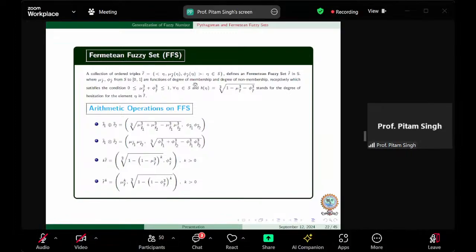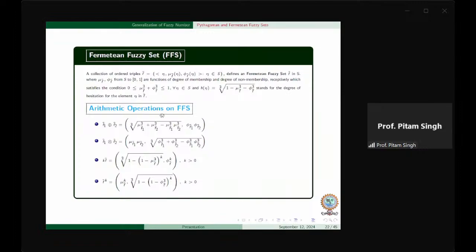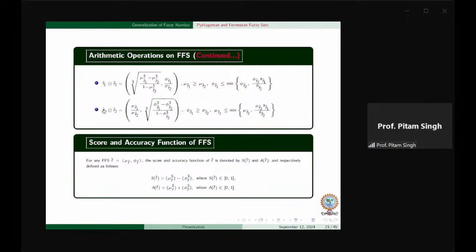Here is the membership degree, non-membership degree, and we can find the hesitancy here. So membership, non-membership, and hesitancy. And through this, we have arithmetic operations on Fermatean fuzzy sets. It is simple, like this, on membership and non-membership, for any arguments of this, and subtraction, division, like that, and score and accuracy. This is for ordering of fuzzy sets, not the number. And for numbers, we have to define the score function for defuzzification, and accuracy for the ordering of fuzzy numbers.